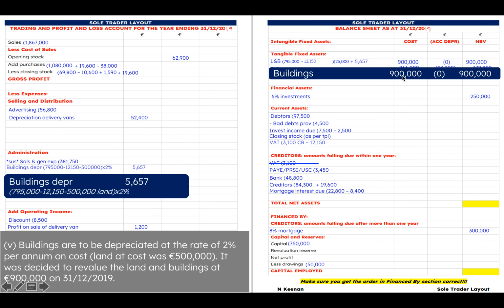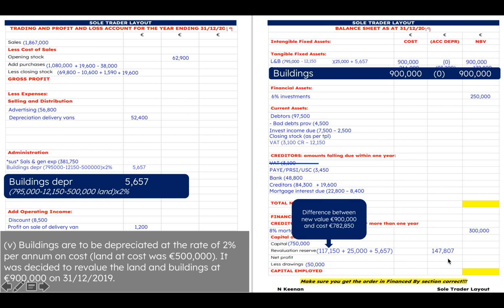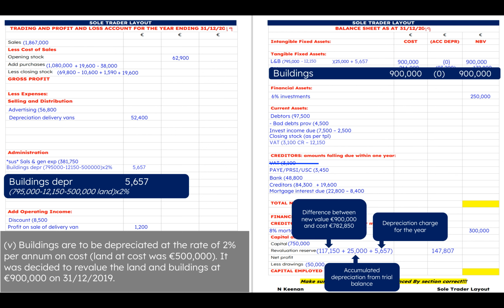When we revalue land and buildings, you are going to create a revaluation reserve. Now, I've got 3 figures here. So what on earth are these 3 figures? The 117,150 is the difference between the new value, 900,000, and the actual cost, the 975 minus 12,150. Then you add the 25,000 accumulated depreciation that had been in the trial balance, and then you add the depreciation charge for the year. So altogether there, that is 147,807, and that is that. So that is the revaluation reserve and the depreciation charge.